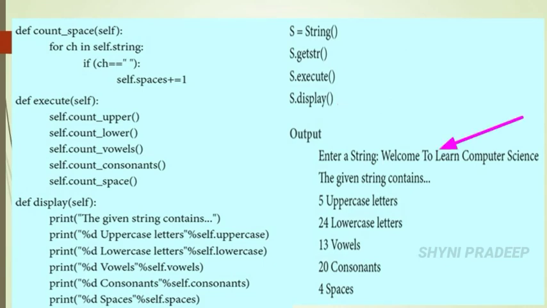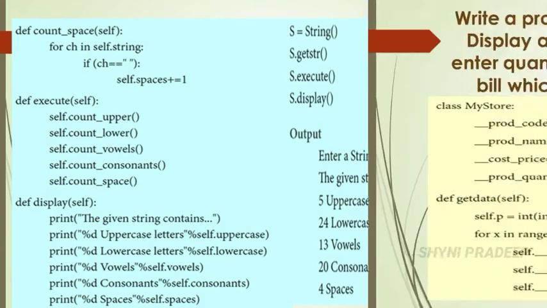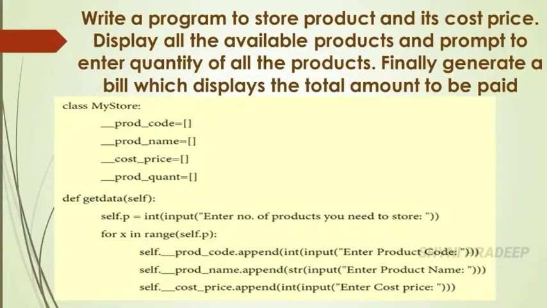Okay. So see the output, enter a string. We entered this string: Welcome to learn computer science. This is the string. The given string contains 5 uppercase letters, 24 lowercase letters, 13 vowels, 20 consonants, 4 spaces. It will be displayed on the output screen. This is the output.